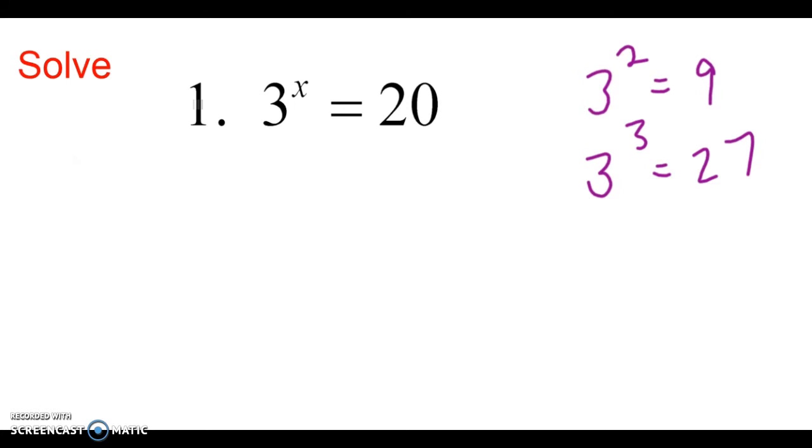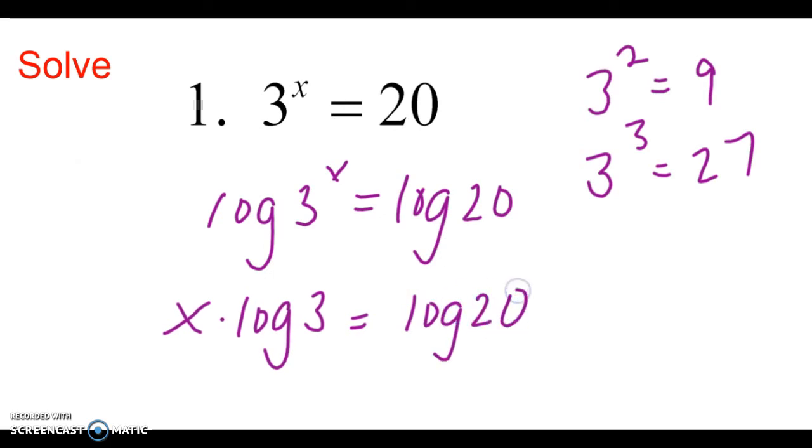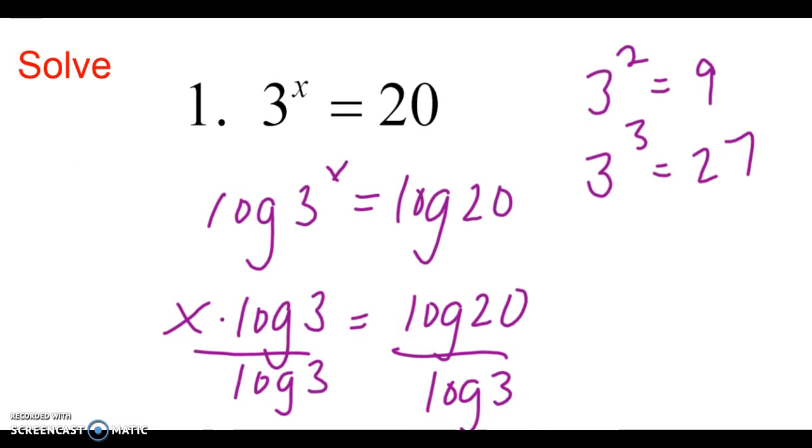Well, if we log both sides, for example, log 3 to the x, and we log the 20, okay? Before we cancel the logs out, which we're not going to do because we have an exponent up here, remember the rule of exponents is the x can come down. So it's x log 3 equals log 20. And what we're going to do then is, this is an algebra problem, so we're going to divide by log 3. Now remember, again, this can only happen if it's in log base 10.